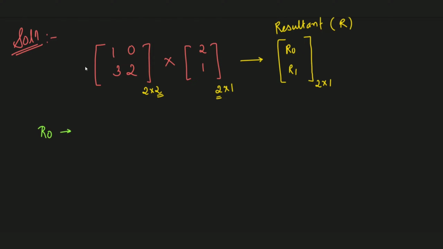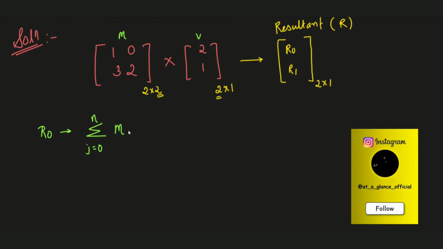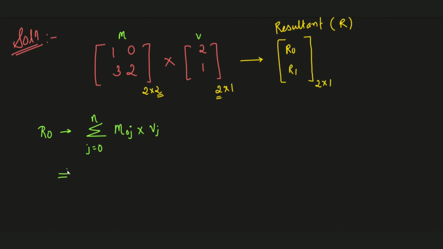Now we are going to calculate the value of R0 and R1 with the help of the values present inside the matrix and the vector. We have already seen the rule for how to multiply it. Let's write the same logic again over here and calculate the value. The logic says that we need to write the summation of j equals 0 to n. J is just a counter. Now inside the summation we have this matrix M. Since we are talking about the 0th location, we will write M0j multiplied by Vj, that is, the element located at the jth location in the vector V.